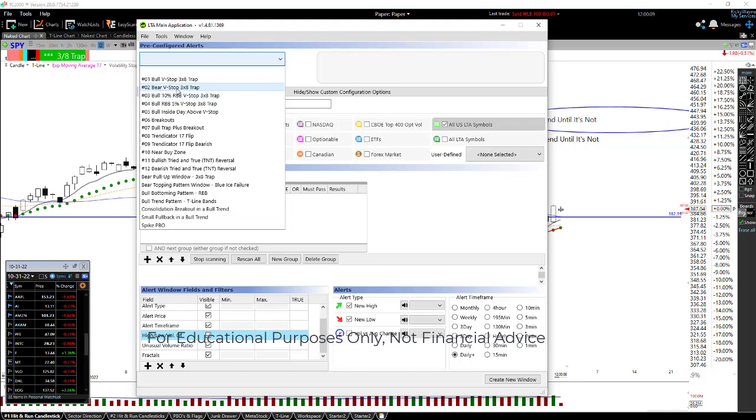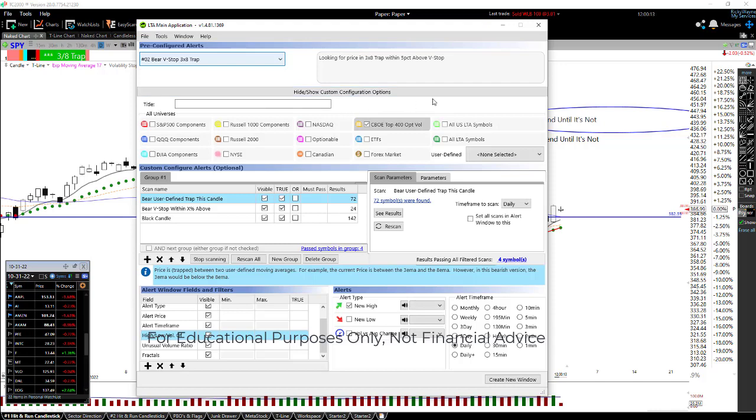So bear V-stop 3/8 trap. Let's go over that. It's actually a pretty good scan. I think everybody knows that one of the favorite alerts for both right-way options and hit-run candlesticks is a 3/8 trap. The V-stop scan, that's a favorite of right-way options. Maybe a favorite of many hit-run candlestick users.